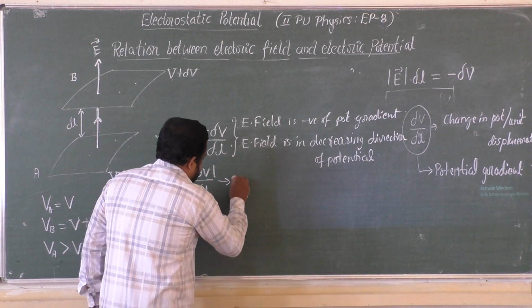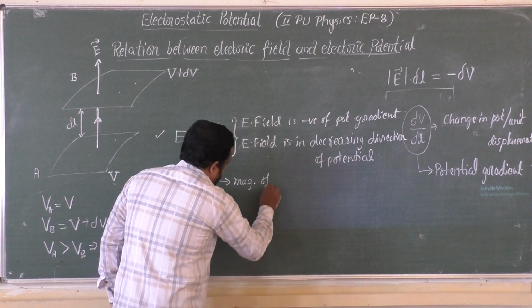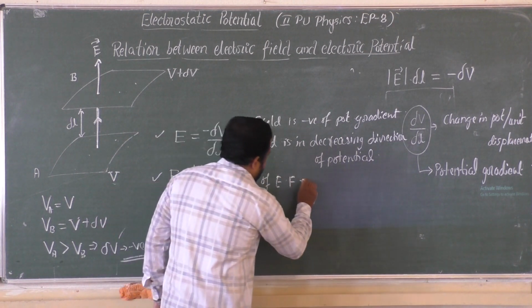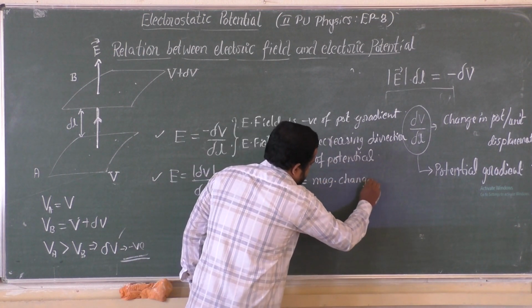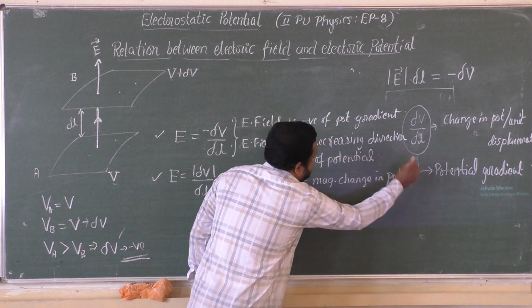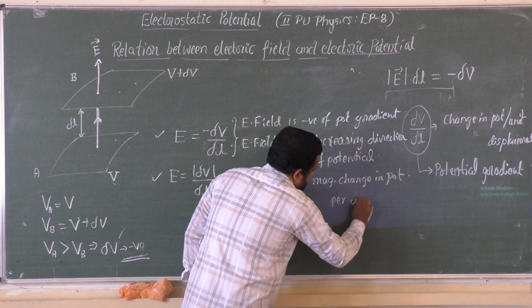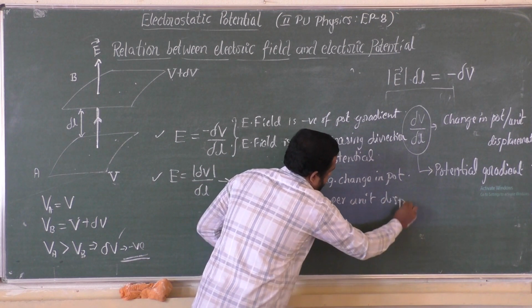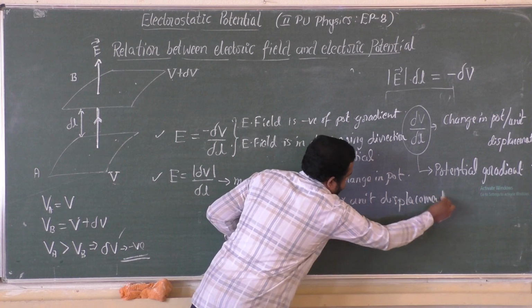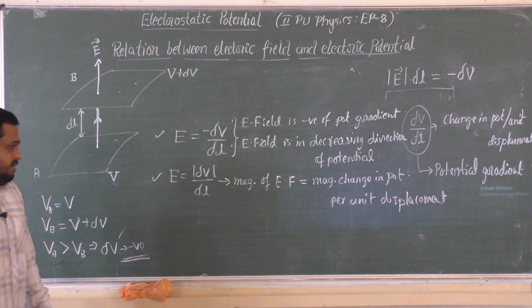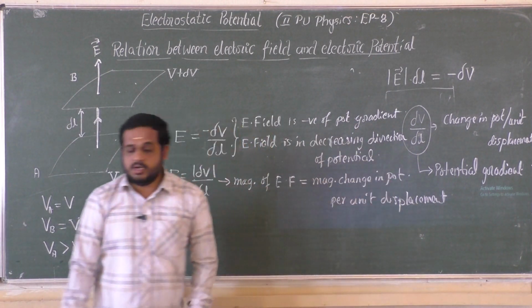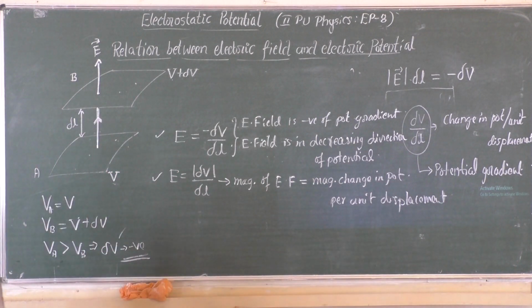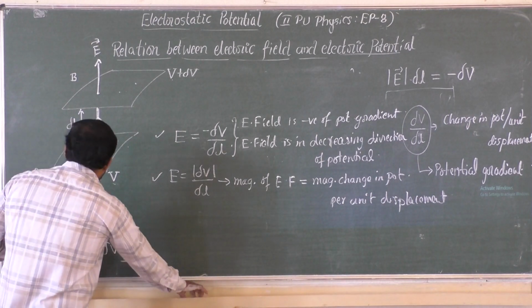One more thing is magnitude of electric field. Magnitude of electric field is equal to magnitude of change in potential per unit displacement. So magnitude of electric field is equal to magnitude of potential gradient. Those two pieces of information are available in those equations. So remember these points, important.